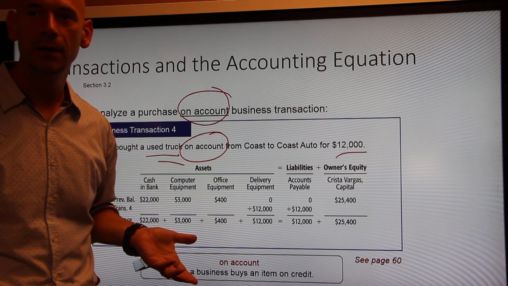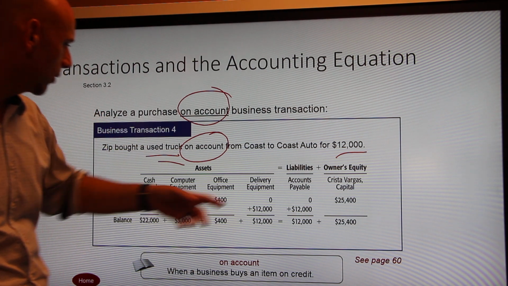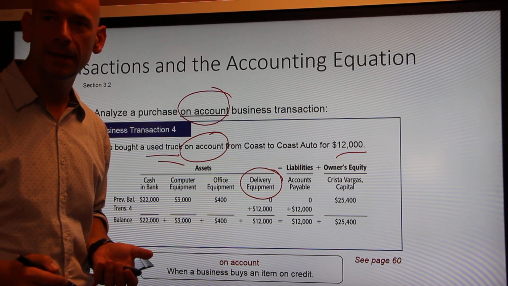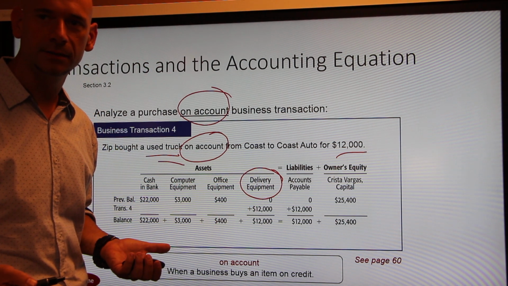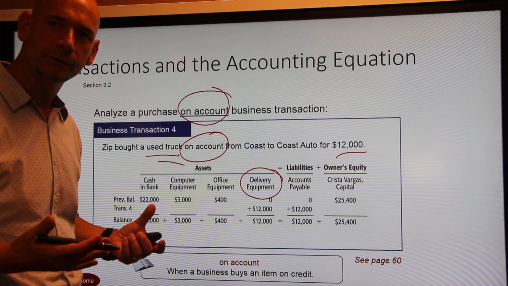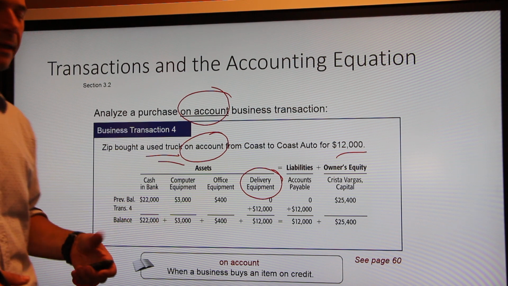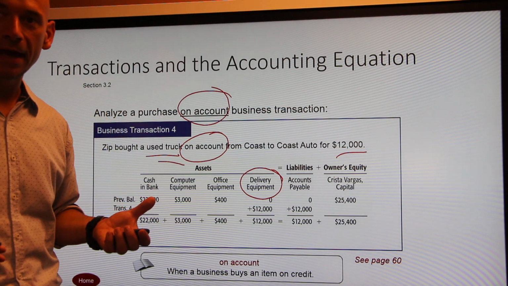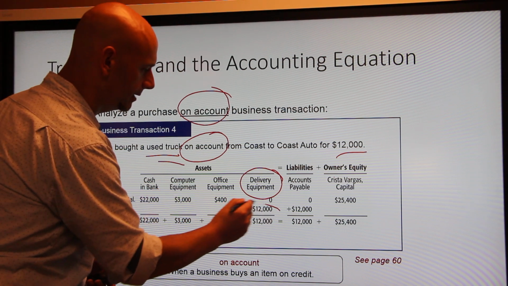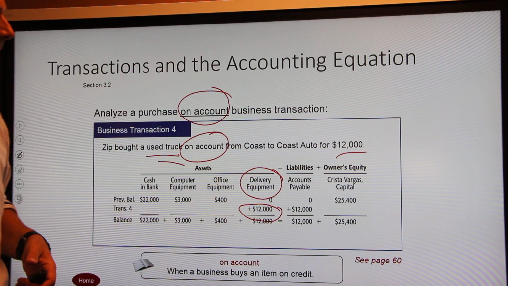What did we buy first of all? We bought a truck. So if you look at the categories, I would say a truck is pretty much delivery equipment, right? If we're in the delivery business, we need something to deliver our goods. We would say the truck would be part of delivery equipment. And now we have a truck that's worth $12,000. So we have to increase the account $12,000. So we would add $12,000 to our delivery equipment.